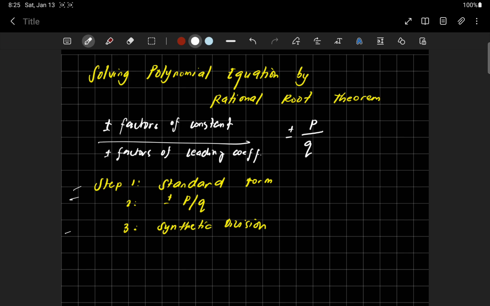Step 2 is getting all the possible rational roots of our equation. That can be done by getting all the factors of your constant over all the factors of your leading coefficient, or simply positive and negative p over q. And step 3 is applying synthetic division to determine all the rational roots that satisfy our equation. Okay, so let's have our example.